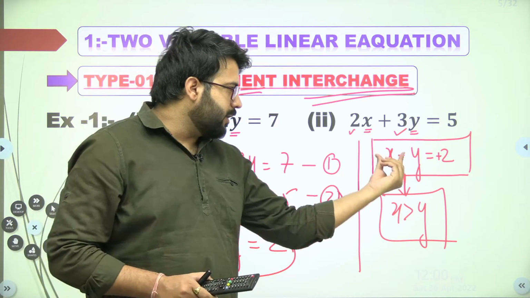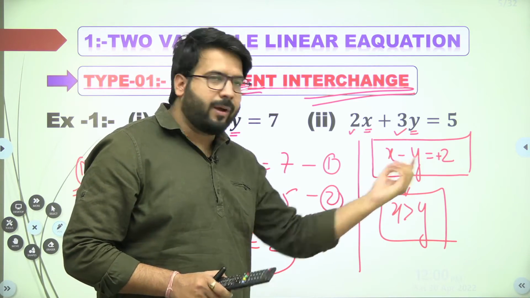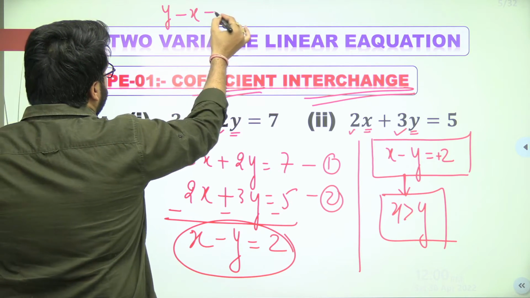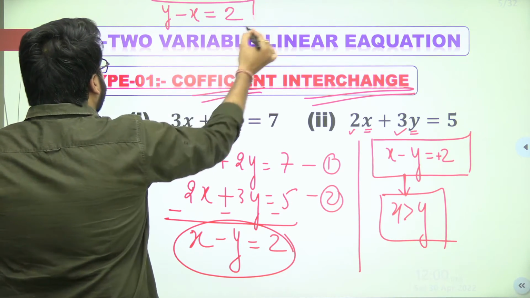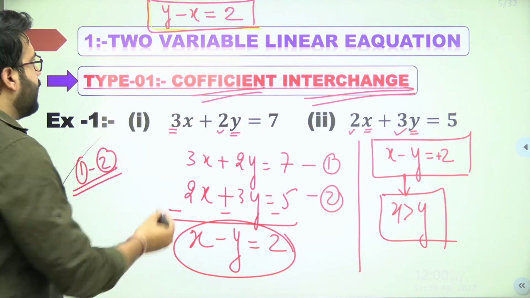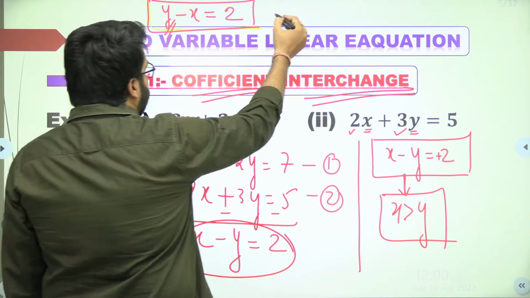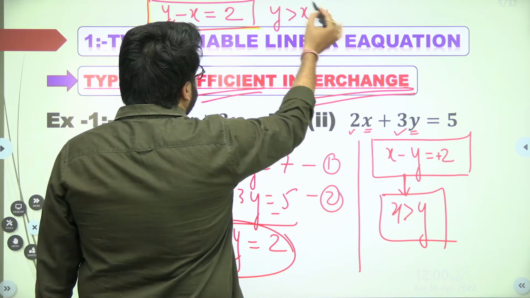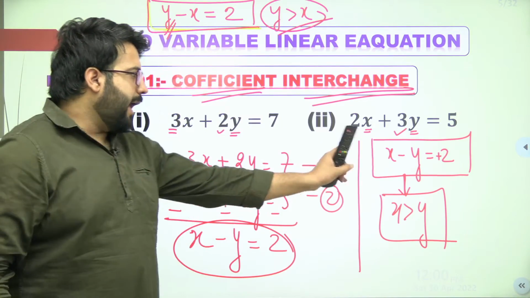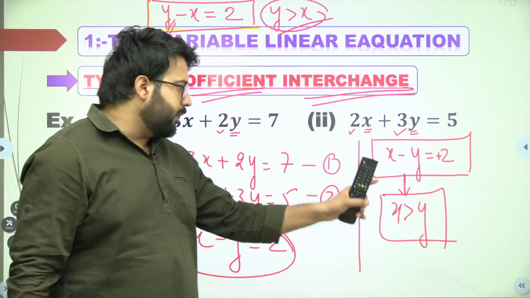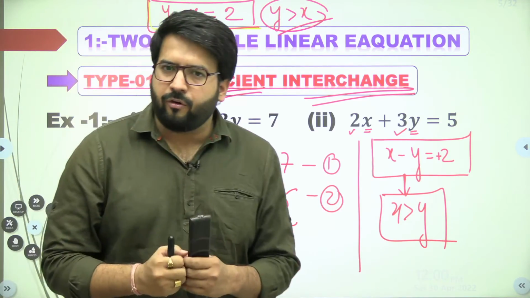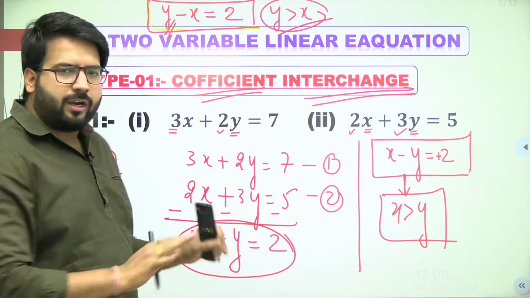Just imagine, if you subtract x from y and you get 2, that means subtracting x from y you are getting a positive value, so y would always be greater than x. But here you are getting x minus y is equal to positive 2. That means the value of x is always greater than the value of y. So I hope you got it, the coefficient interchange.